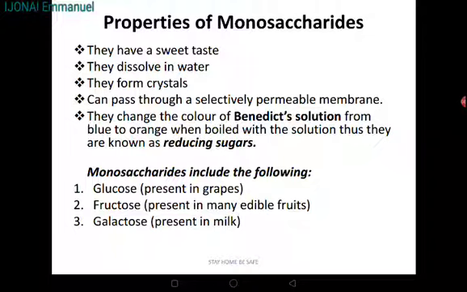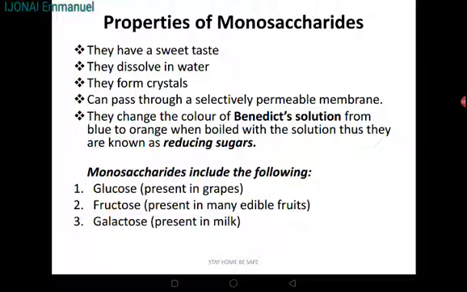In a way, they reduce the copper 2 ion, which is blue, to copper 1 ion, which is a bit brown or orange. So that's why the color changes from blue to brown or orange. Great. So we shall call them reducing sugars because they are capable of reducing a copper 2 ion to a copper 1 ion. So we now know why they are called reducing sugars.